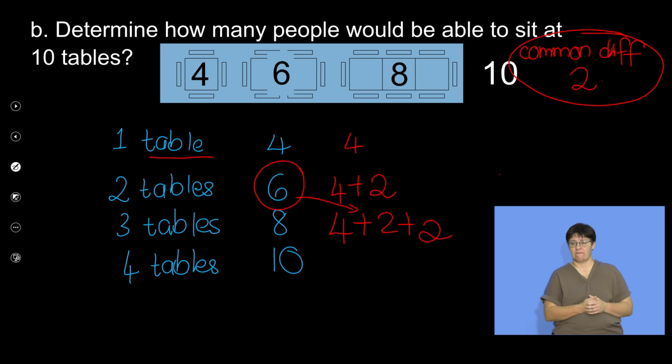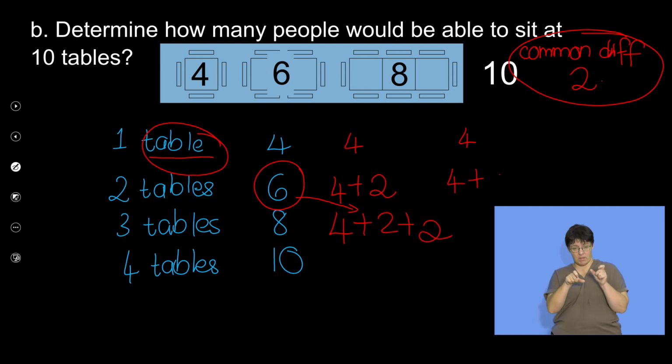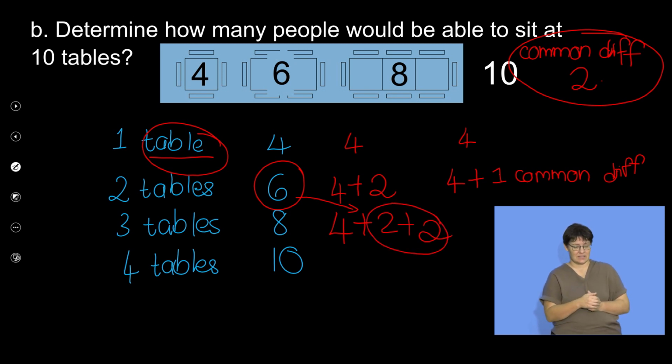So over here, if I'm trying to express my number of tables in terms of the number of students that will be seated, here I can see that I had 4 people. At 2 tables, I had 4 people plus my 1 common difference. And then we can see that for the next one, I've got 4 people plus 2 common differences.